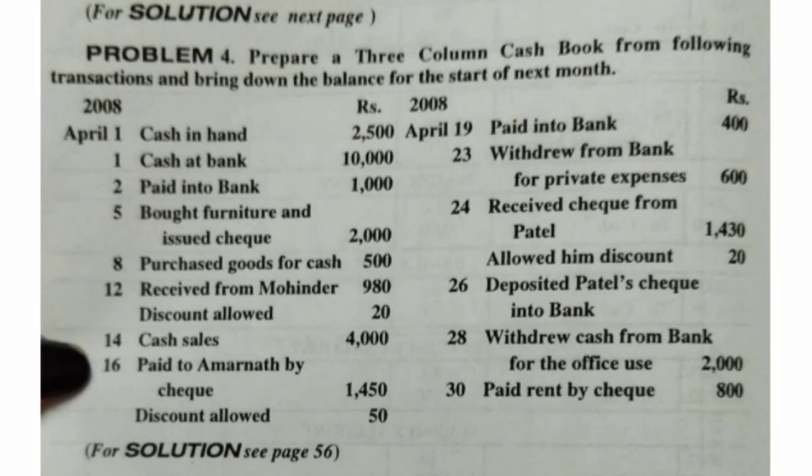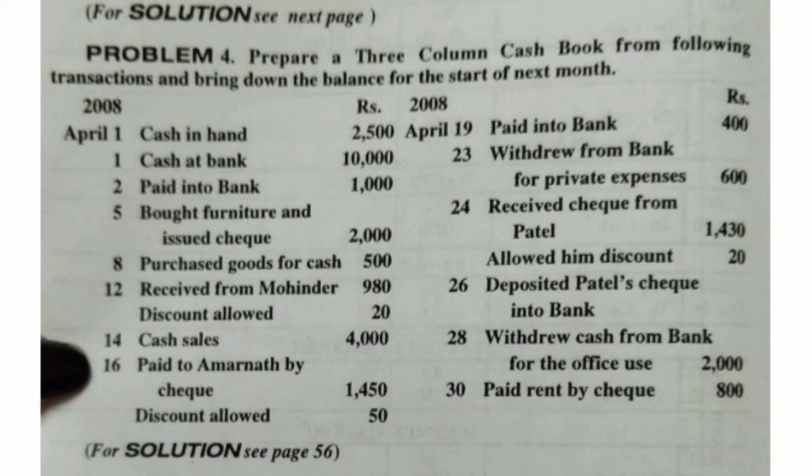Problem number 4. Prepare a 3-column cash book from the following transactions and bring down the balance for the start of the next month, April 2008. They have given the balances of cash in hand and cash at bank. So prepare the cash column, the bank column and the discount column as a cash book and start with the solution, that is, to balance brought down. In the cash column 2500 and in the bank column 10,000.